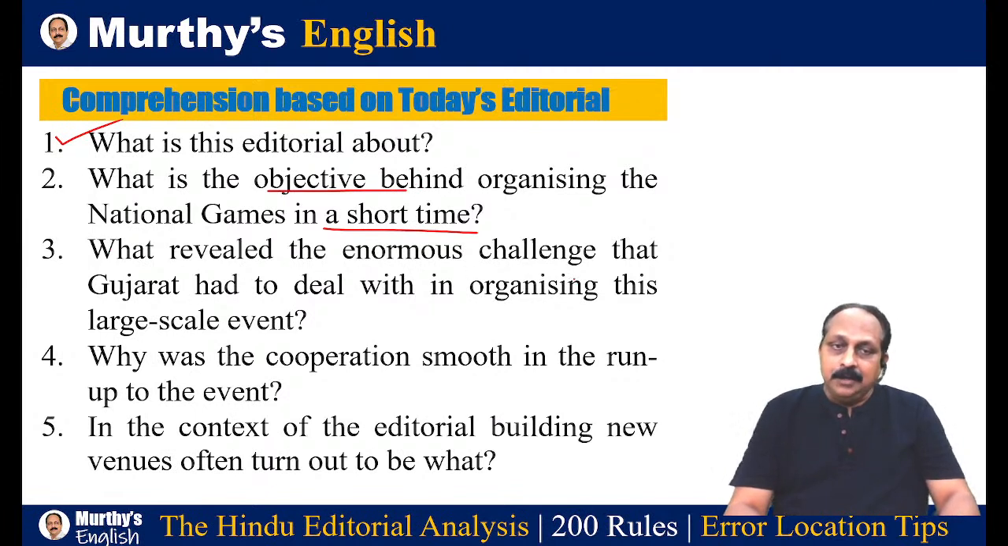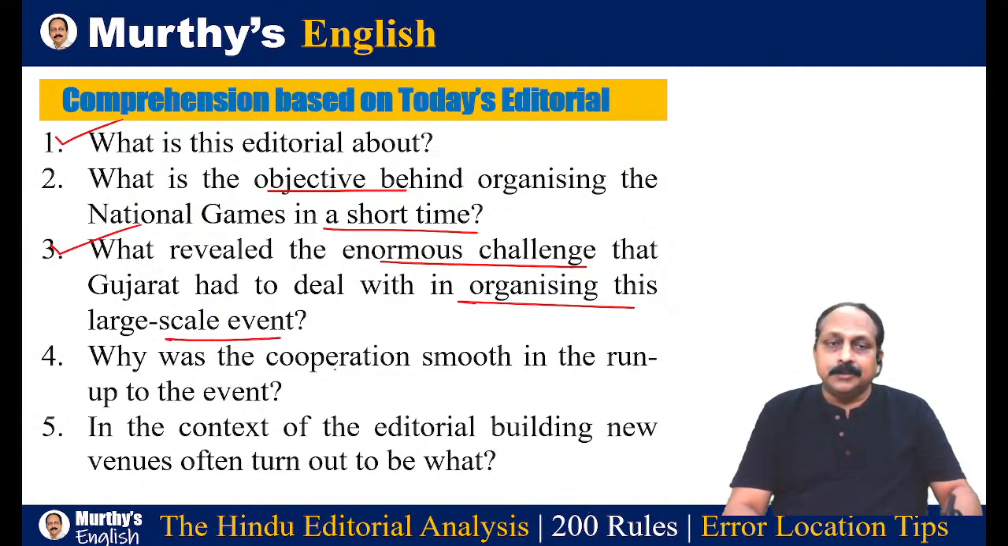What revealed the enormous challenge that Gujarat had to deal with in organizing this large-scale event? A large-scale event obviously poses a lot of challenges. And what were those challenges? You have to answer based on the keywords. Why was the cooperation smooth in the run-up to the event? Before the event, the cooperation between the center and the state was smooth. So why was it smooth? In the context of the editorial, building new venues often turn out to be what? Easy to answer. There is one idiom that you have to mention. That's all about this editorial.